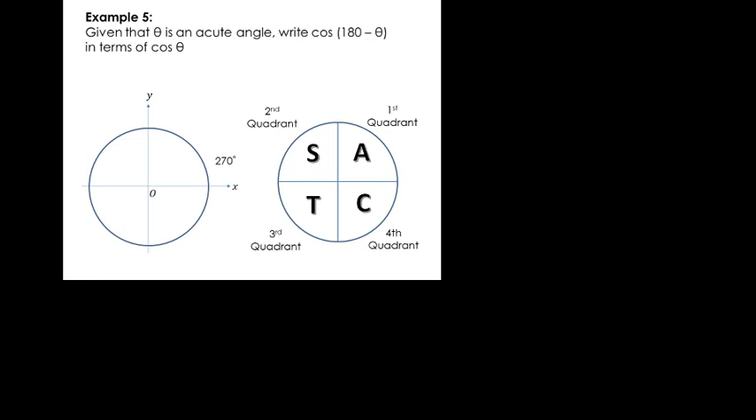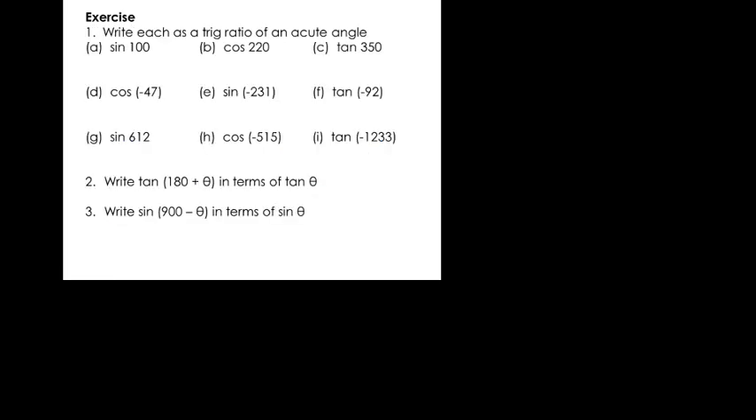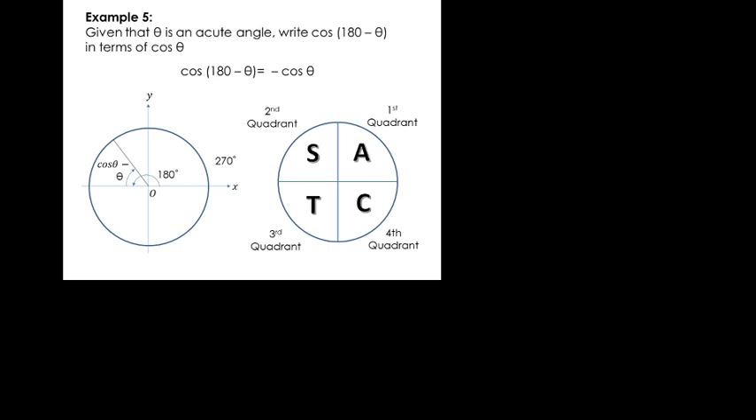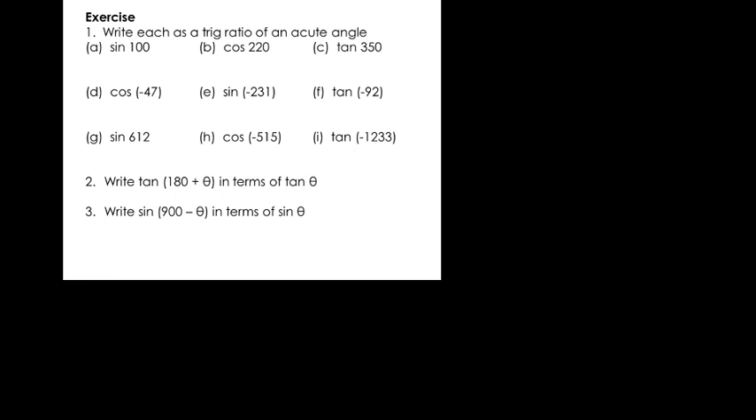Now this one also you can take a look: cos of 180 minus theta, in terms of cos. Minus theta means over here, and here cos is negative, so negative cos theta. All this is basically a way to find the relationship. Here as exercises, you can pause here and try yourself.